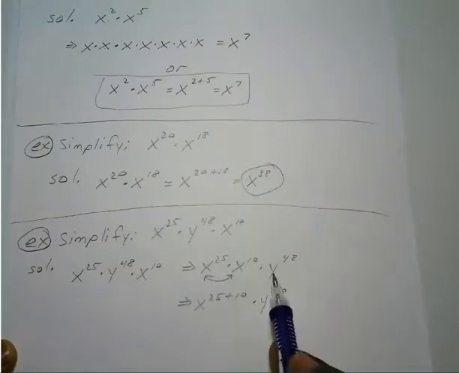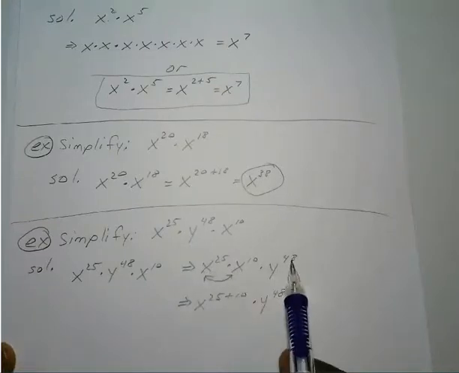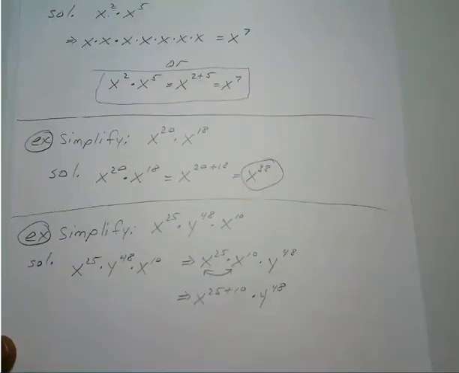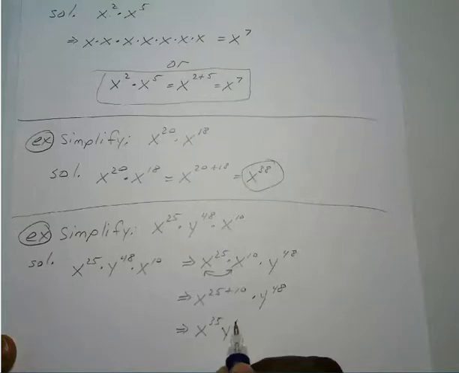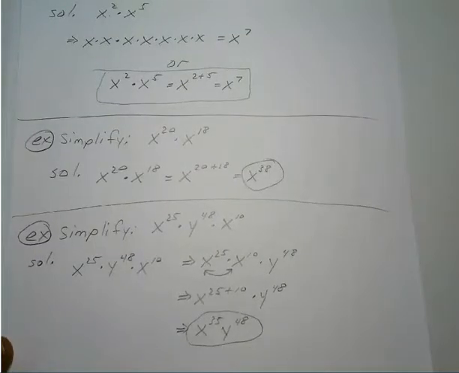Now you can't combine this because remember, the bases have to be the same. If the base is not the same, you can't add your exponents. So that y to the 48th power just stays y to the 48th power. It doesn't combine with anything. So that gives us x to the 35th power times y to the 48th power. You really don't need a multiplication sign with variables, because whenever they're right next to each other, we automatically know they're being multiplied. So this would be your simplified answer.